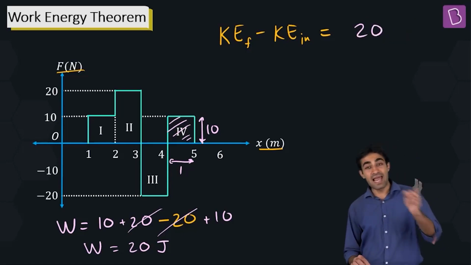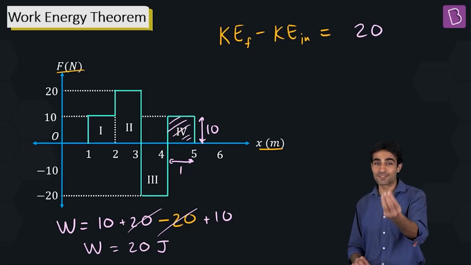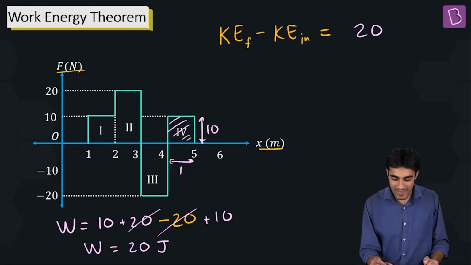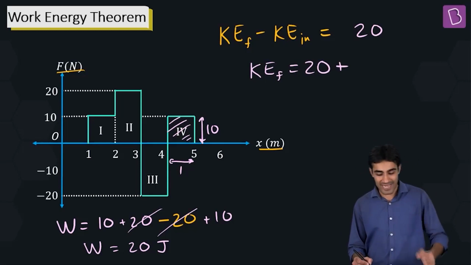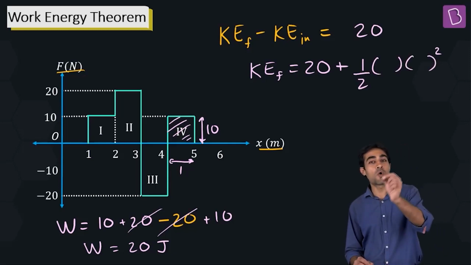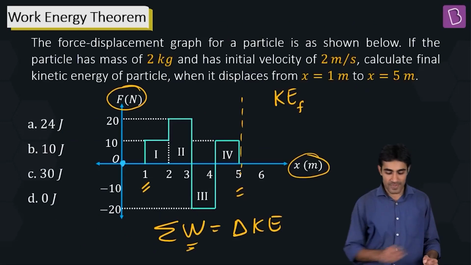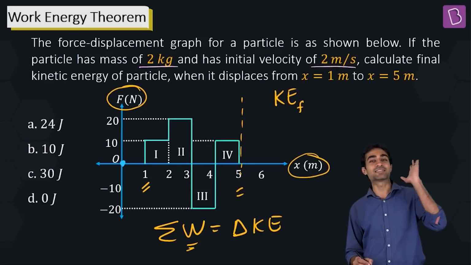Now tell me the value of initial kinetic energy and I will tell you what is the final kinetic energy. Because final kinetic energy is equal to 20 plus initial kinetic energy. And we know the initial kinetic energy will be half into m into v square. Now what was the mass of the object? We know mass of this object is 2 kg. Okay, and the initial speed is 2 meter per second.